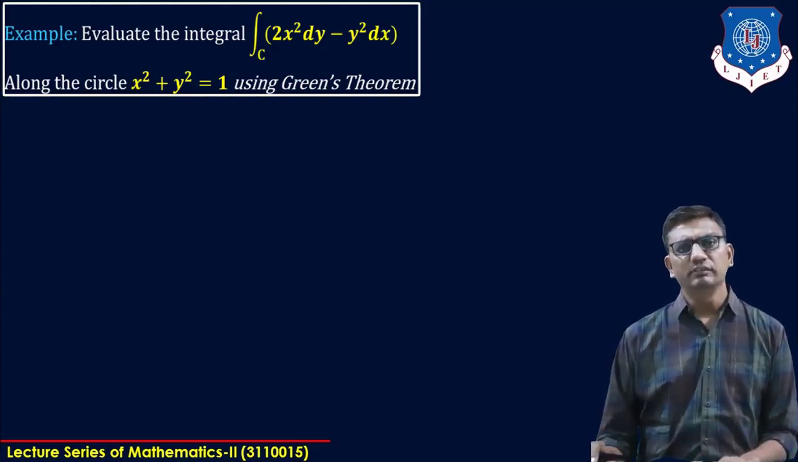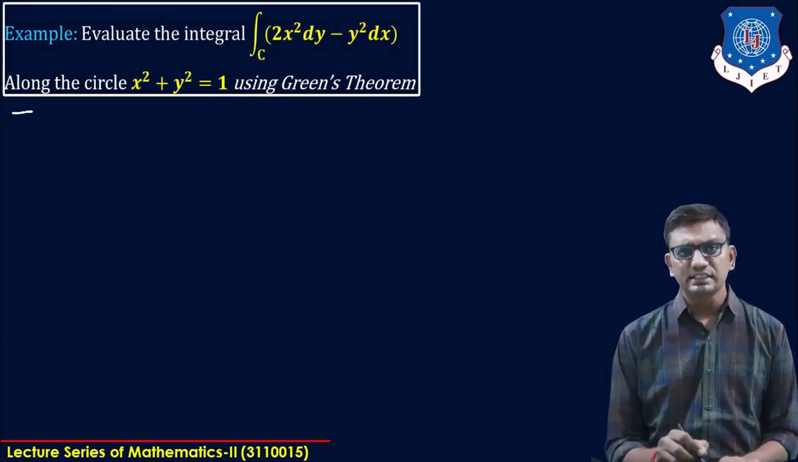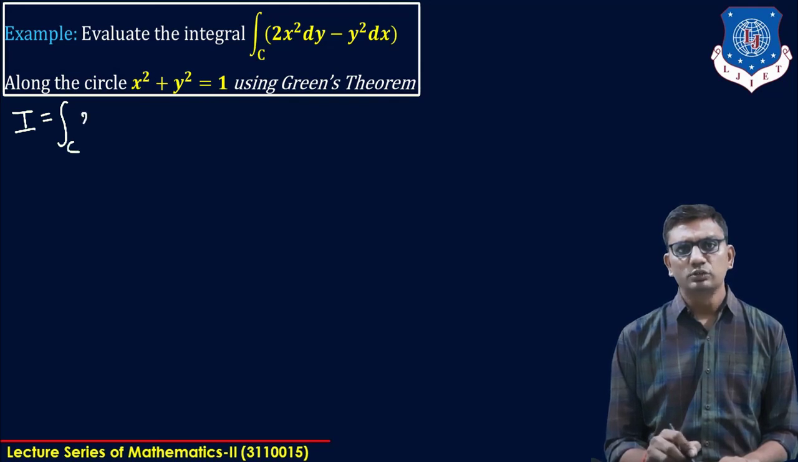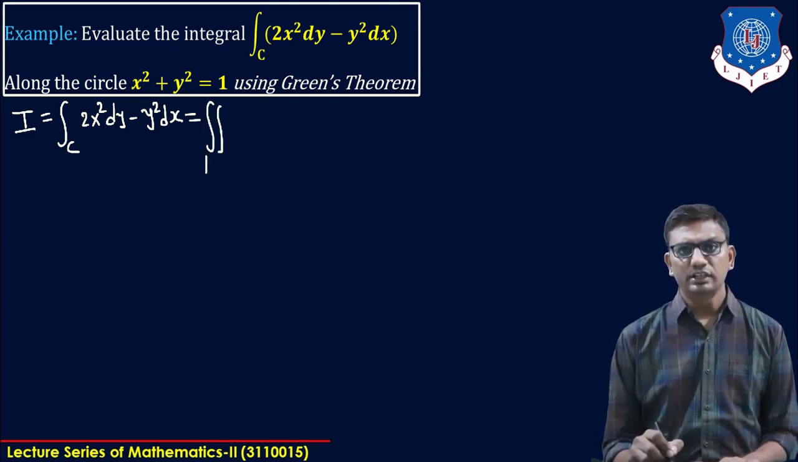To solve this example, we will calculate like this. Here I equals integration over C of 2x square dy minus y square dx, and that can be written as a double integration over the region R, where R is the unit circle, of del n by del x minus del m by del y.